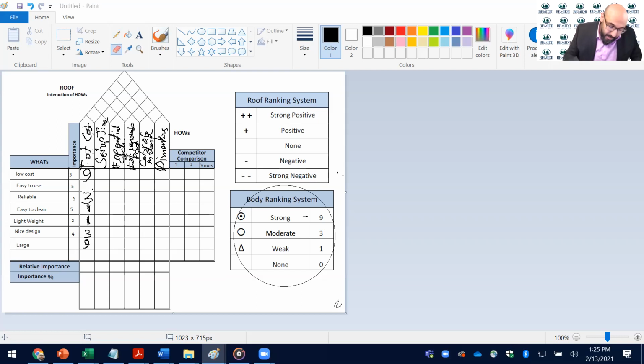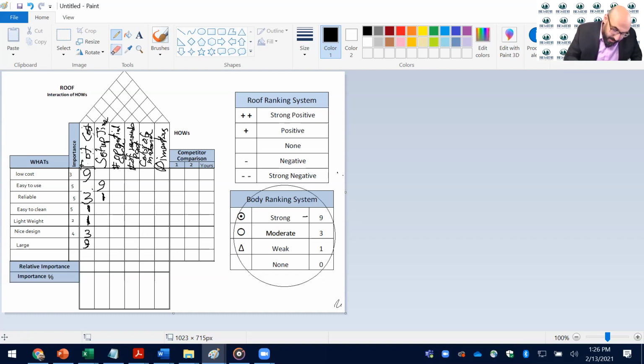The next one will be the setup time and low cost. I don't see any relationship here, so I'm not going to put anything. Setup time and ease of use, yes, that's very strong. So I'm going to put 9 for ease of use and setup time. Now moving into the next one, which is setup time and reliable. I don't see any relationship. It's easy to clean and setup time. I think maybe there should be a weak relationship, so I'm going to put 1.